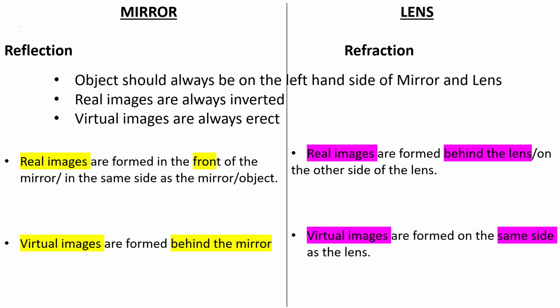In the case of a mirror, the real images are formed in front of the mirror, on the same side as the object. But in the case of a lens, it is refraction, so the light ray will pass through the lens, and the image will be formed behind the lens, on the other side of the lens. In the case of a mirror, the virtual images are formed behind the mirror, as it is a reflecting surface. In the case of the lens, the virtual images are formed on the same side as the object.